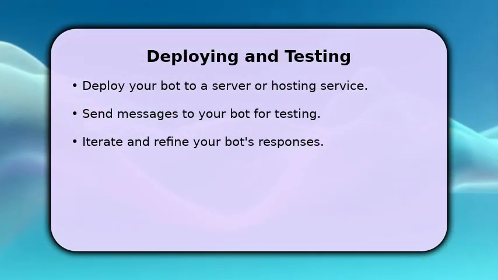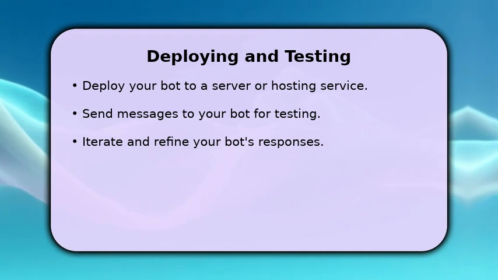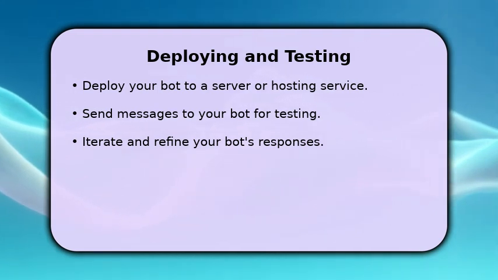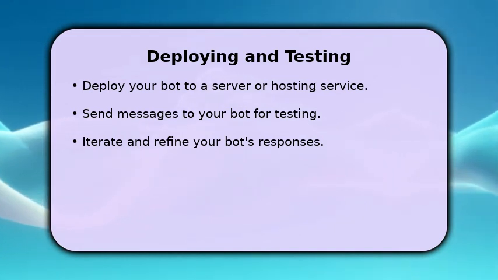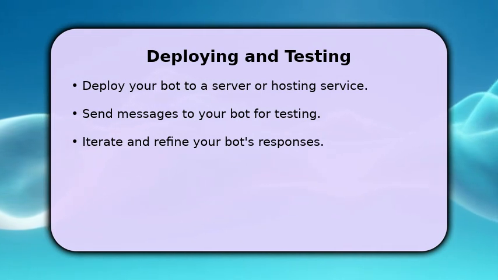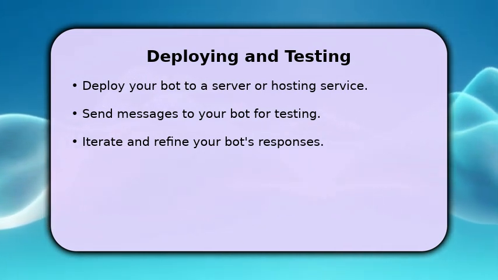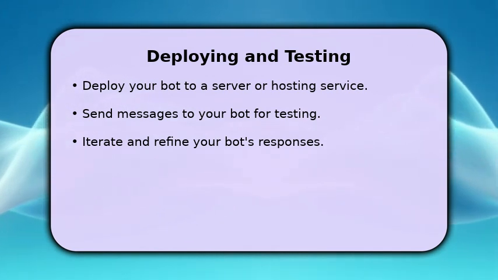With your bot's logic in place, the next step is deployment. This usually involves hosting your code on a server or a cloud platform so it can run continuously. Once deployed, open Telegram and find your bot by its username. Send it some messages to test its responses and ensure everything is working as expected. Don't hesitate to make adjustments and improve its functionality.